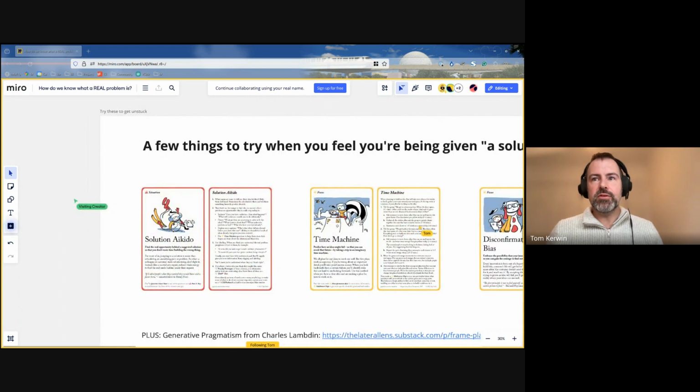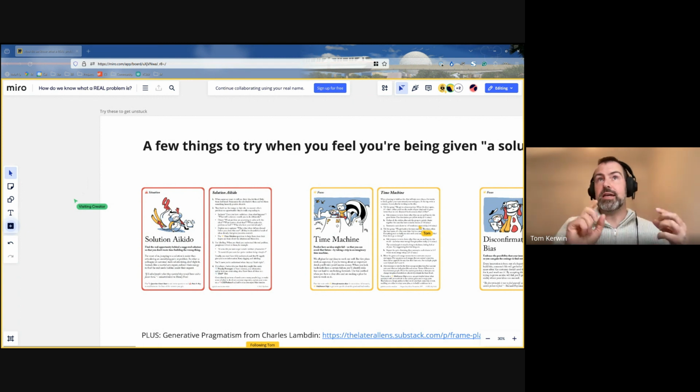First, let's start with the real pain. A few things to try when you feel you're being given a solution in search of a problem, which I think is one of the biggest complaints I hear from designers. These are a few things to try when you feel you're being given a solution in search of a problem and you're like, what am I supposed to do? And the first one, solution Aikido.